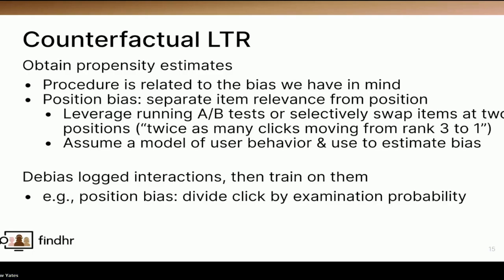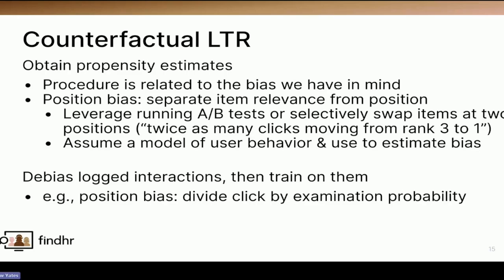So I use the standard example of position bias. With position bias, what we need to do is separate the relevance of an item from the position it was shown at. I briefly mentioned on the previous slide, we can run something like an A/B test or selectively swap two items. So we can say if we swap a relevant and a non-relevant item and compare how often they're clicked at two different positions, we can get some idea of how the position is biasing interactions.